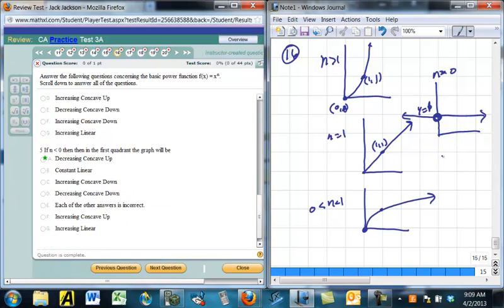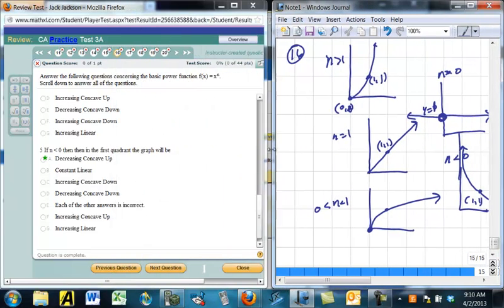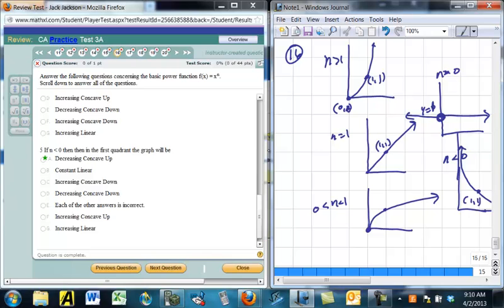Now for the negative powers, where n is less than 0, in the first quadrant it still goes through 1, 1, but it's concave up and decreasing, and it has the asymptotes of the x-axis and the y-axis right there. So all the negative powers look kind of like that on the power function. So that's decreasing concave up.